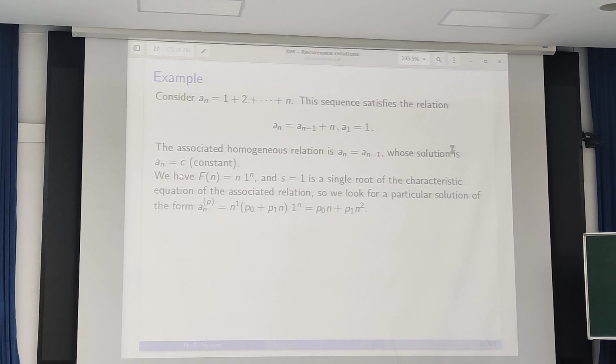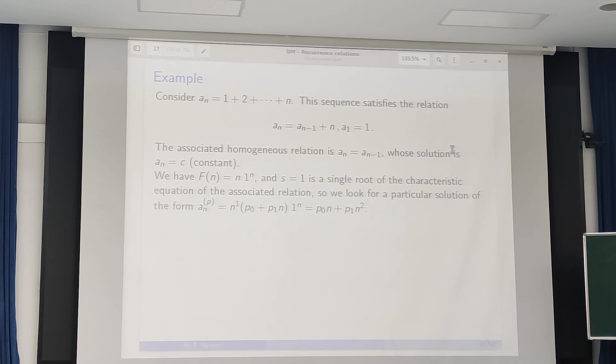Okay? So in this case, our Fn here has a simple form. So Fn, if we write it as the product of a polynomial in n times an exponential term, then here the polynomial is n itself. Okay? And since there is no other factor, the s here is actually 1. Okay? So we do not forget 1 to the power n here. So if there is nothing, we still need to add 1.